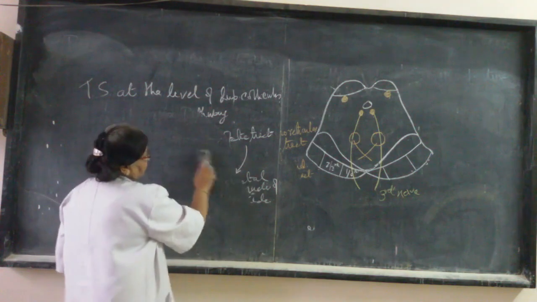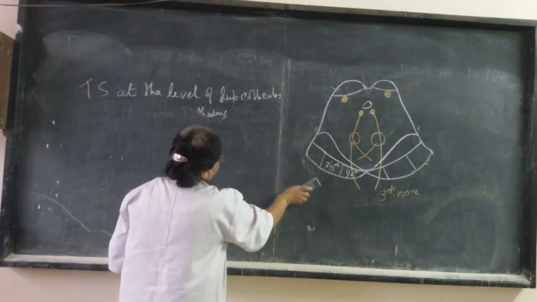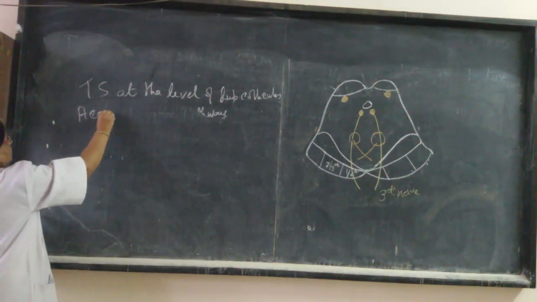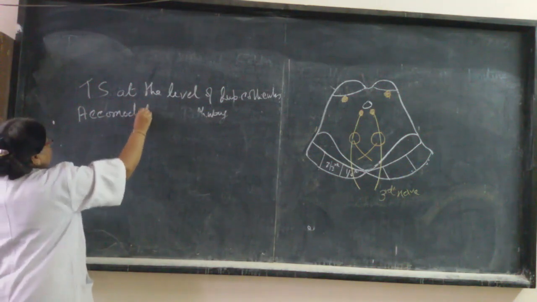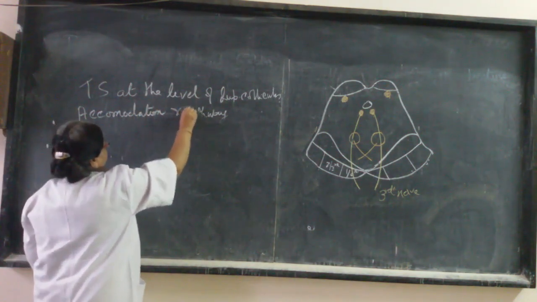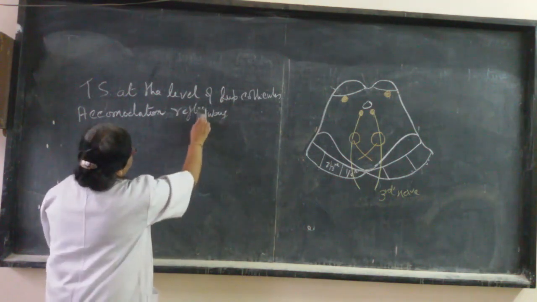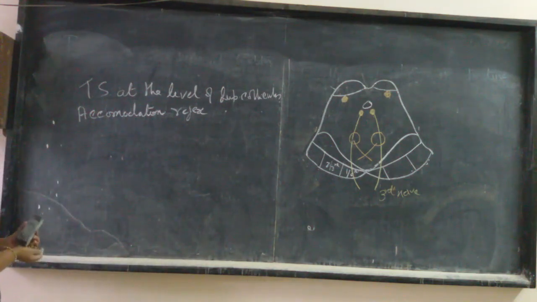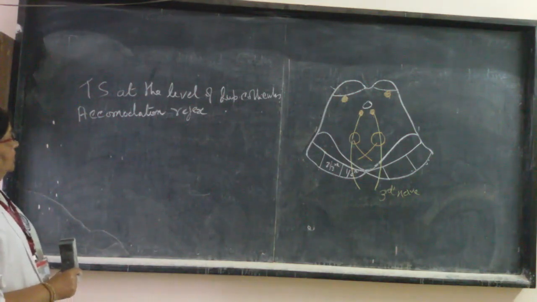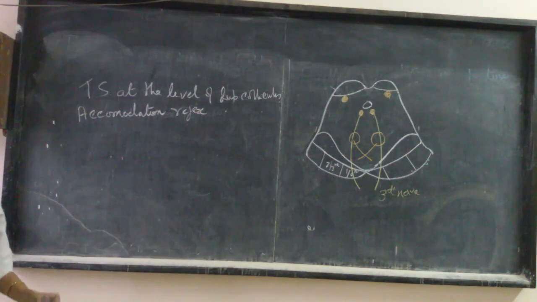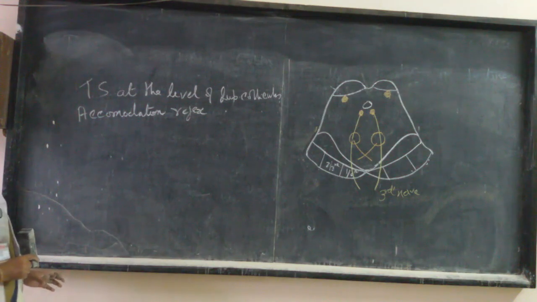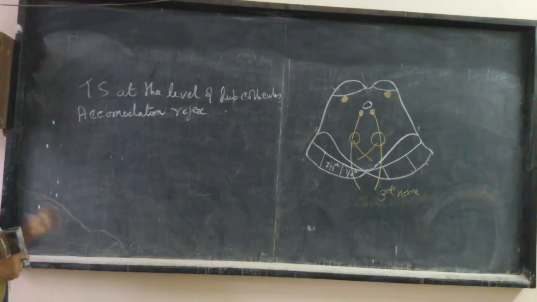Now, the accommodation reflex. When the gaze is changed suddenly from a distant object to a near object, some changes take place in the eyes. This is known as the accommodation reflex.